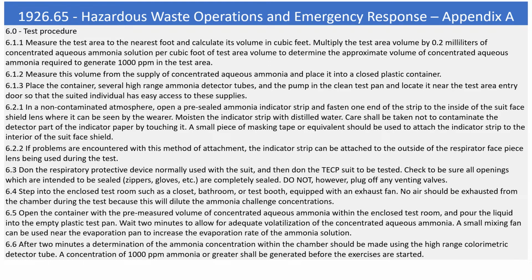6.6. After 2 minutes, a determination of the ammonia concentration within the chamber should be made using the high-range colorimetric detector tube. A concentration of 1000 ppm ammonia or greater shall be generated before the exercises are started.